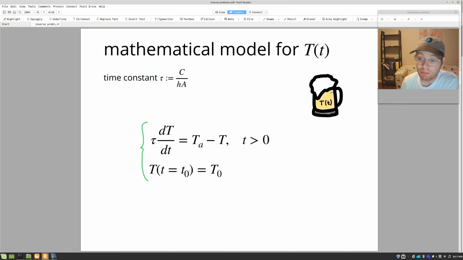So it's characteristic of both the beer, the shape of the glass, and the velocity of air across it. So if you blew a fan here, the heat transfer coefficient would change because there's a higher velocity. But if there's no fan, we just have one tau. Okay, so this is our mathematical model.